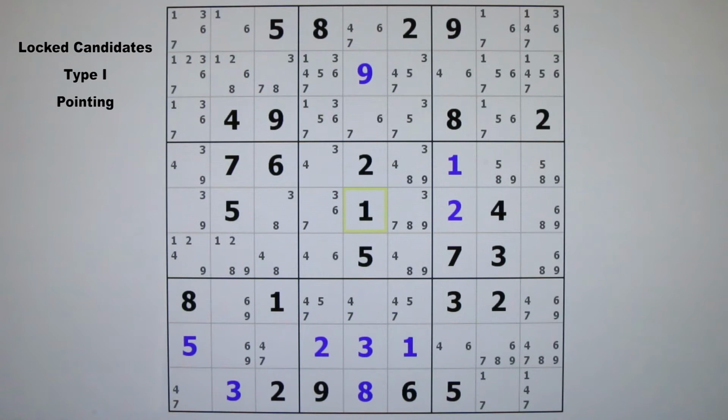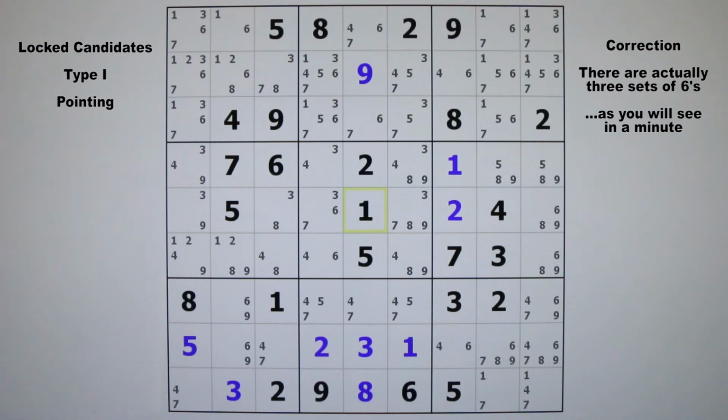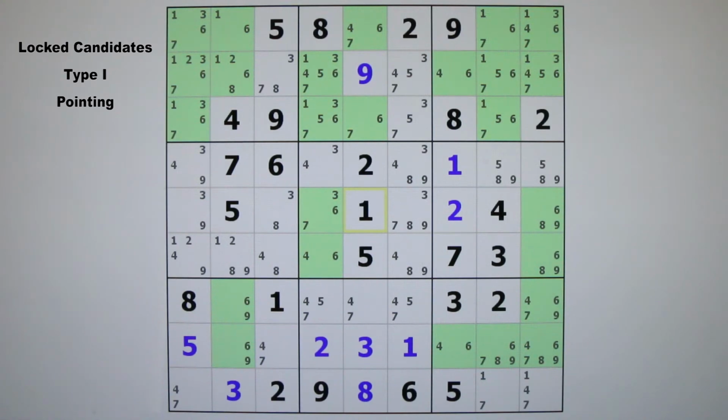In this puzzle, there are 2 sets of locked candidate 6s and 1 set of locked candidate 9s. So let's go straight to the filters and see what this looks like. Let's light up the 6s first. And now we see in block 5, there are only 2 instances of candidate 6, and they lie in the same column. And they are here and here.